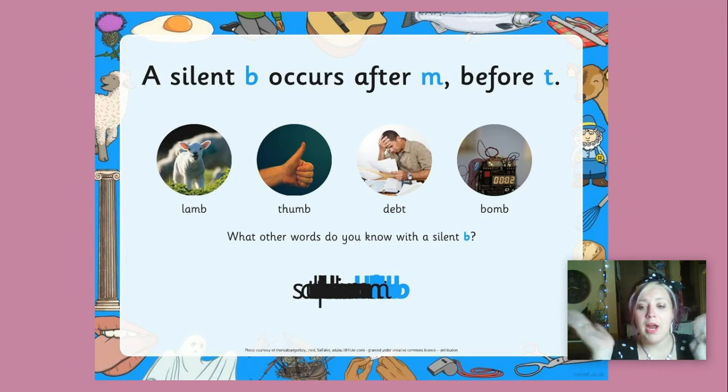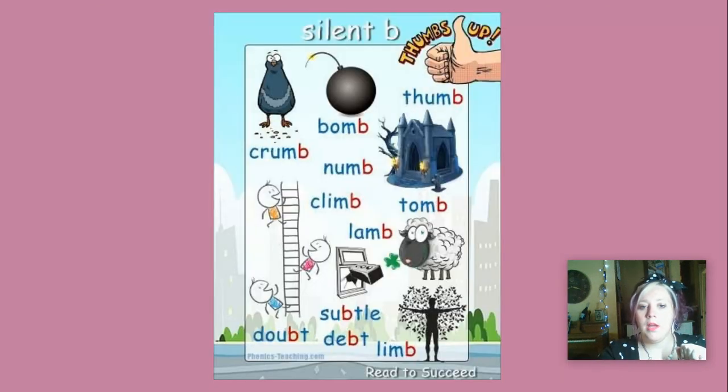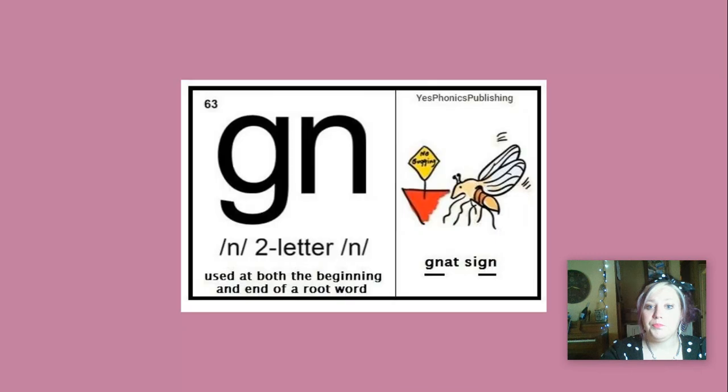If you can kind of remember MT, I like to think of mountain time. That is a way that you can remember it. Okay, here are some words that have it. We have crumb, bomb, thumb, numb, climb, tomb, lamb, subtle, doubt, debt, limb. So we have quite a few.